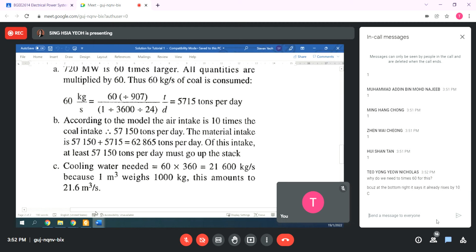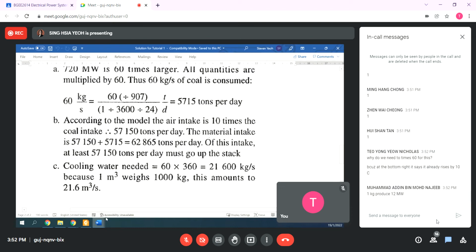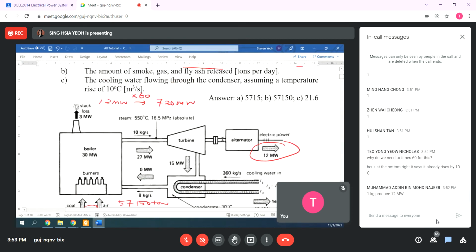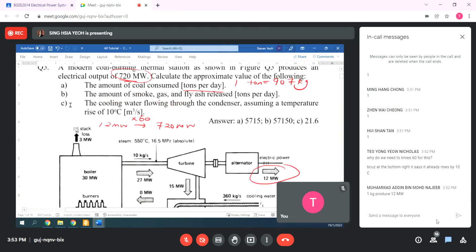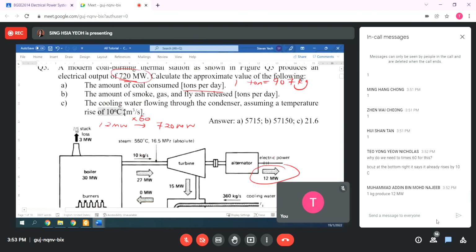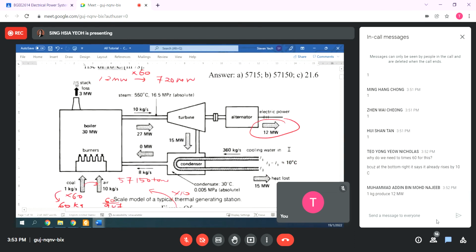Why do we need to times 60 for this? This is the first question that people ask after so many years I teach this. This is a good question. Assuming a rise of temperature of 10 degrees Celsius, this 10 degrees is actually meaningless because they just mentioned this one, T2 minus T1 equals 10 degrees. It's the same as this only.